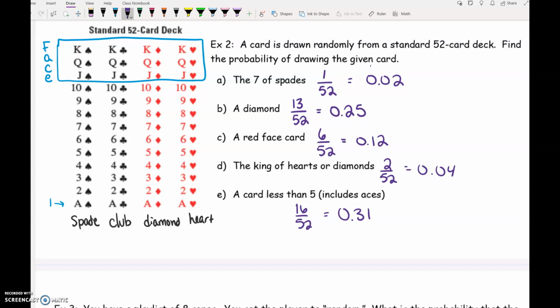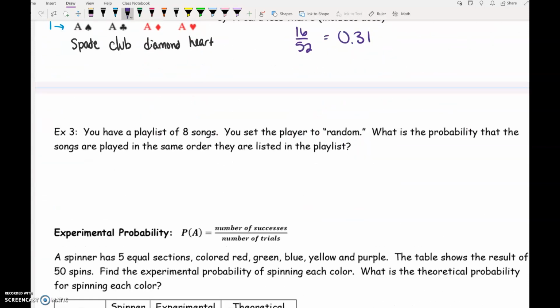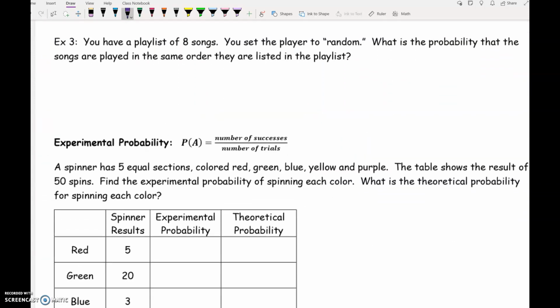All right, you have this in your notes, so if you ever are referring to a standard deck of cards and you need help with picturing that, this is in your notes to help you. On the next page, this is kind of why we did the first 2 days of the probability unit first. You have a playlist of 8 songs. You set the player to random. What is the probability that the songs are played in the same order they are listed in the playlist?